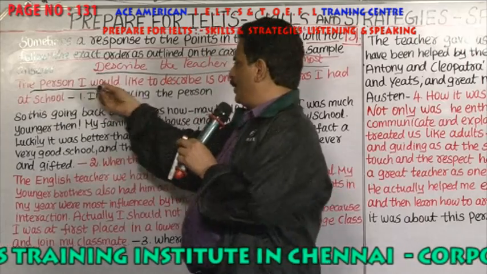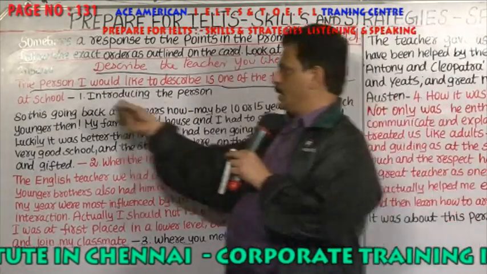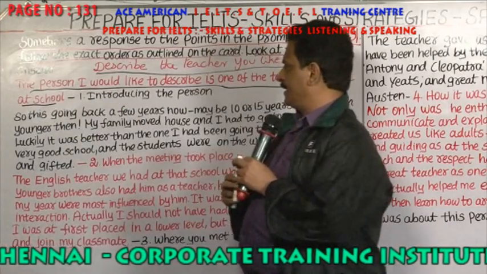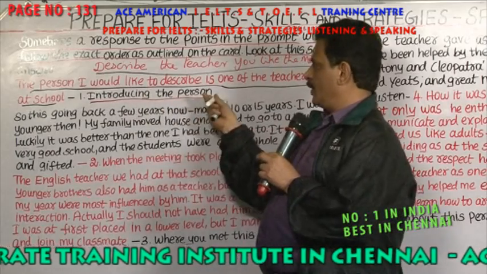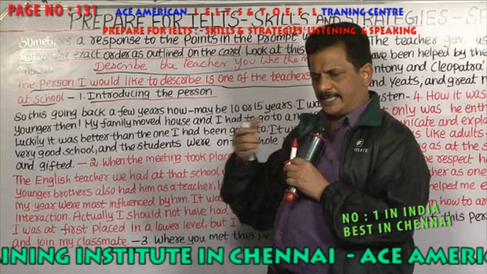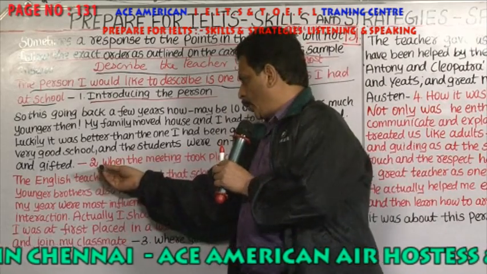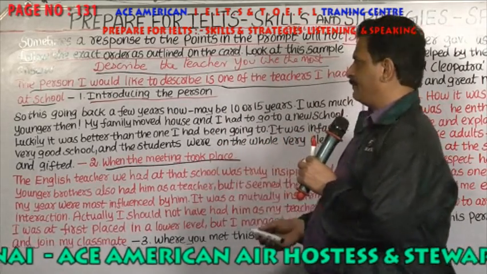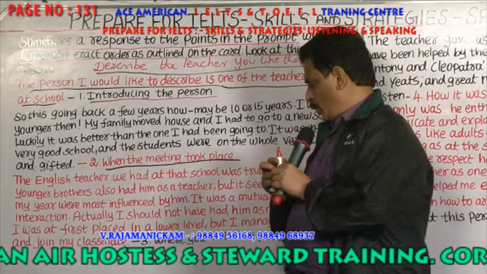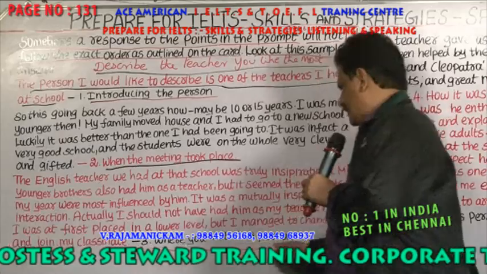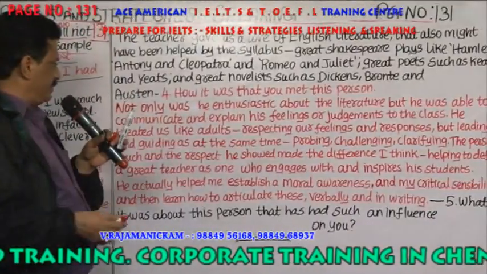The person I would like to describe is one of the teachers I had at school. So you are introducing the person. First you have to introduce the person. And what is the second idea, coherently? You have to arrange when the meeting took place. Even the teacher, when did you meet? Third, where you met this person. Where did you meet this person?